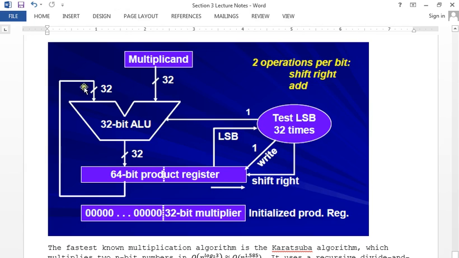So what's going on here is we have our typical 32-bit arithmetic logic unit, and the multiplicand is the initial 32-bit input. And your multiplier is the least significant bit of this initial product register. What's going to happen is it's going to be put in initially to your 32-bit ALU, and then the result is going to be the first 32 bits of your 64-bit product register. Now what's going to happen is it's going to be shifting right.